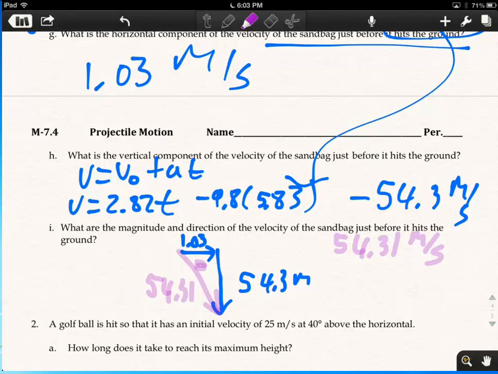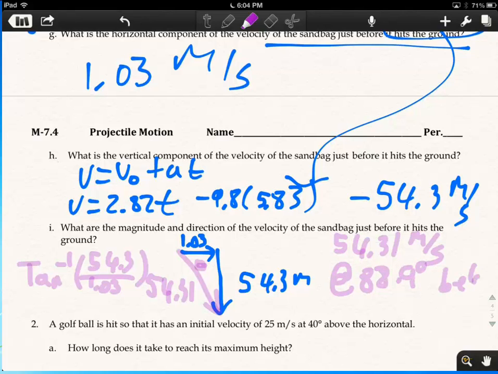Now what about a direction? How do I get that angle? Well, it's the tangent, but it's the arctangent, right? So tangent to the negative 1 of opposite 54.3 over adjacent 1.03. And that angle is going to be almost 90, 88.9 degrees. So at 88.9 degrees below horizontal. Okay, so that problem, again, you're just breaking it up into x and y.